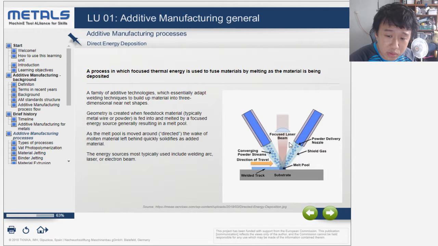So a process in direct energy deposition. So this one's first pioneered by the Automac company.